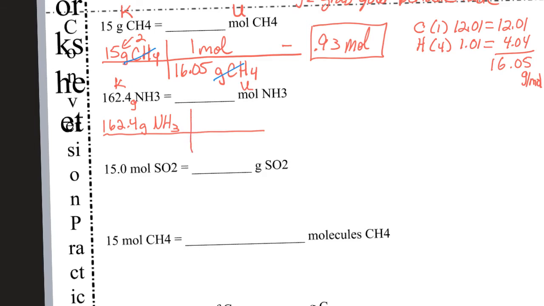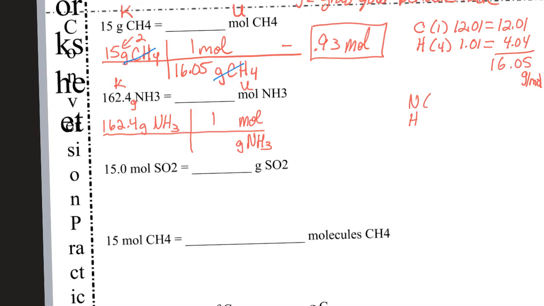If I have grams of NH3 on the top, I need grams of NH3 on the bottom. And I'm going from grams to moles, so I know I'm going to have mole on the top. The question is, how many grams does 1 mole of NH3 weigh? Well, you see, I've got to go over here and calculate this.